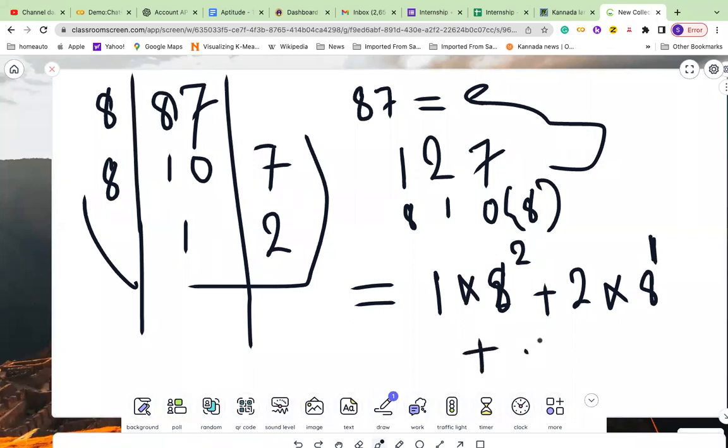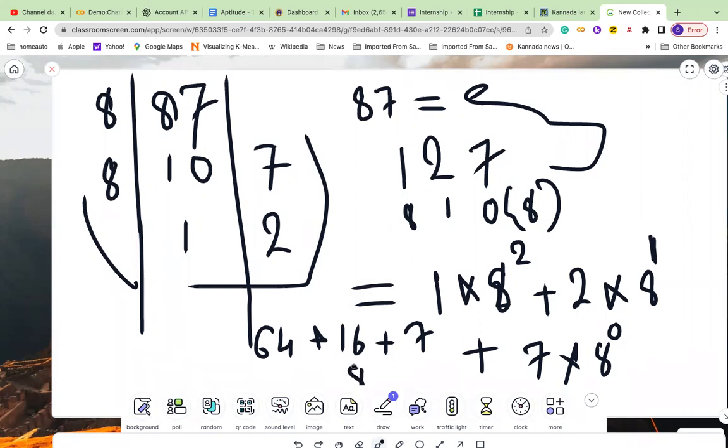Next, plus 7 into 8 to the power of 0. Okay, is my voice breaking, or are you able to hear me loud and clear? No, sir. Okay. So 8 to the power of 2 is 64, and 64 into 1 is 64. 8 to the power of 1 is 8, and 8 into 2 is equal to 16. Plus 7, since 8 to the power of 0 is 1, and 1 into 7 is 7. So 64 plus 16 is 80, plus 7 is 87.